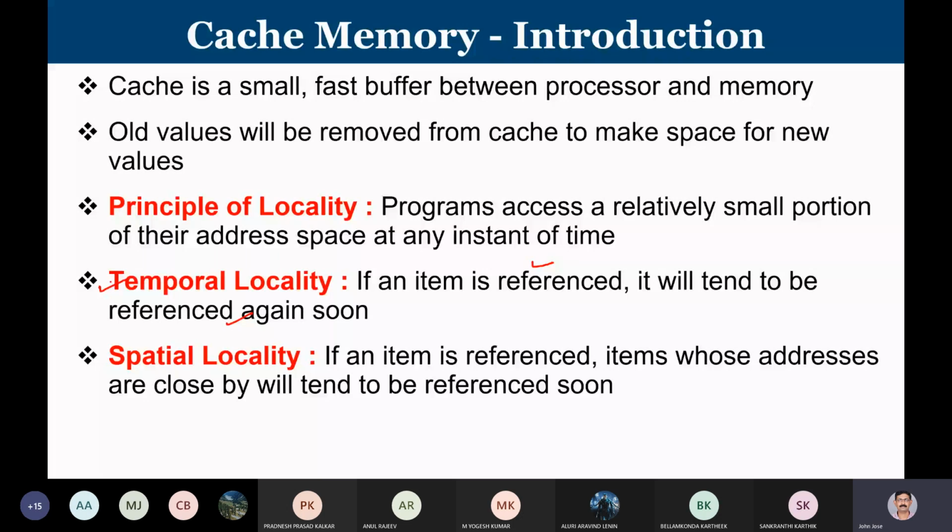So what is spatial locality? If an item is referenced, items closer to them will also be referenced. So if I access line number L, adjacent locations will also be referred. So these two concepts constitute the principle of locality of reference, which tells that programs access a relatively small portion of their address space at any given point of time.